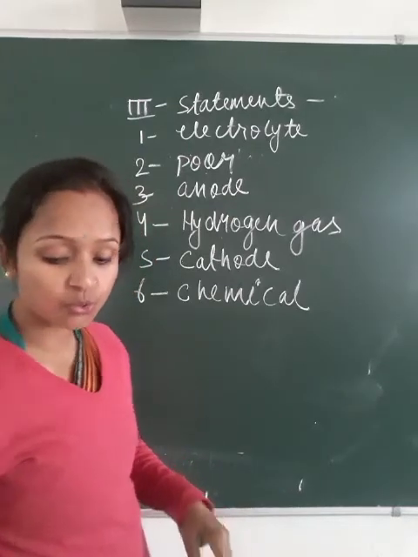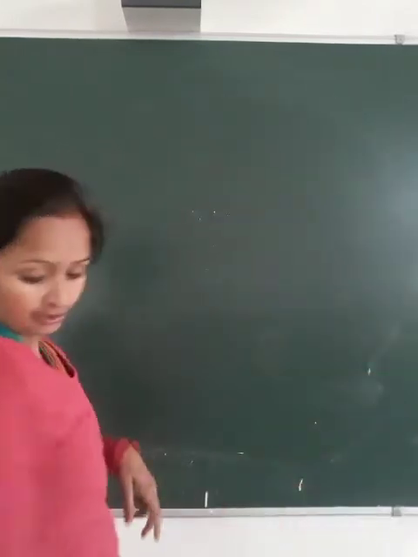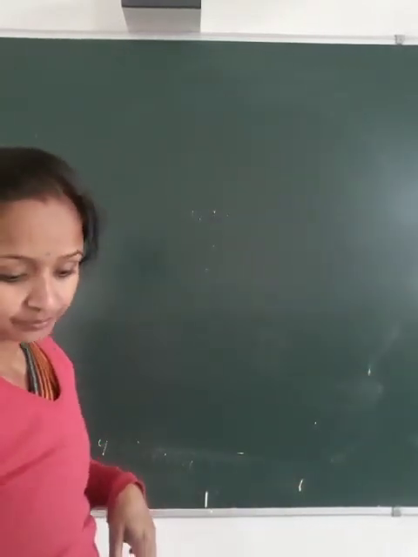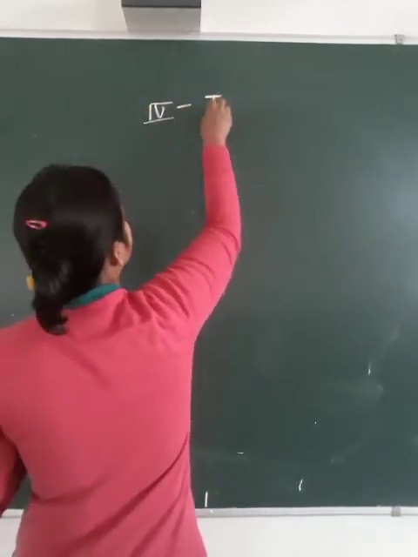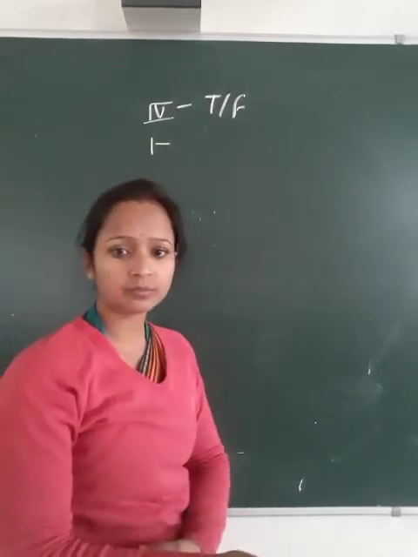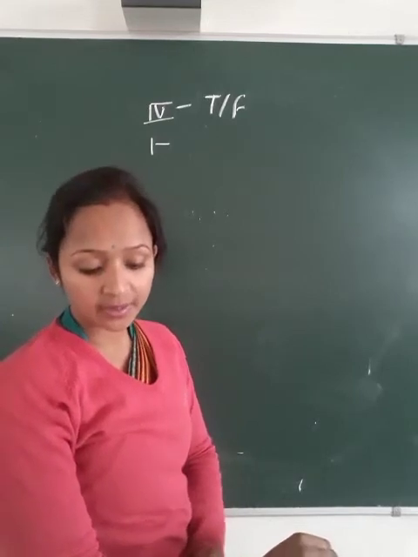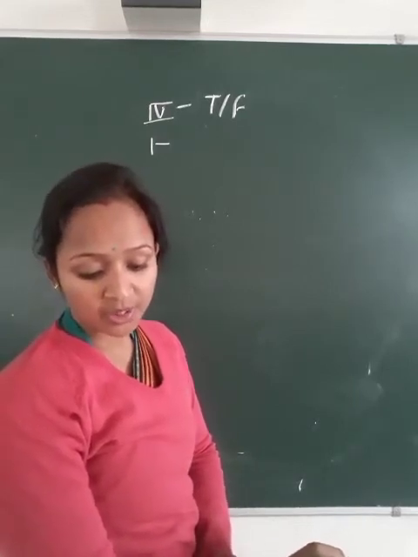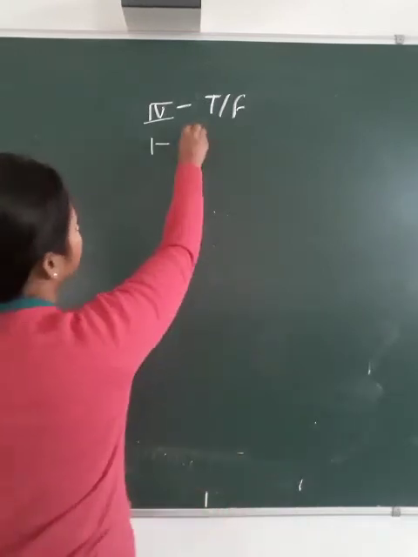Now come to the true false. Fourth one is the true false. First one, distilled water containing a small amount of alcohol is a good conductor of electricity. That is false.